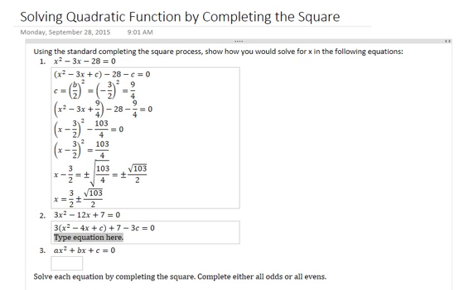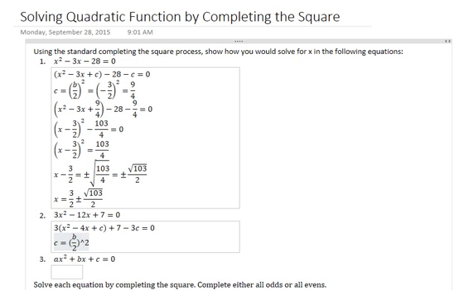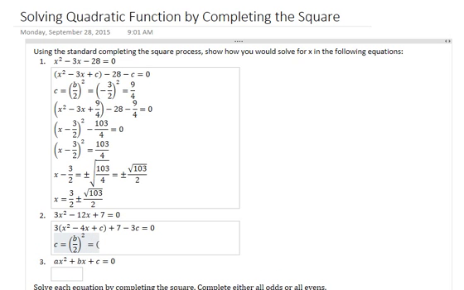Our c, though, is still the same. We're just going to be using this equation here on the inside. C equals b divided by 2 quantity squared, which for our purposes is negative 4 over 2 quantity squared, which should be 4.